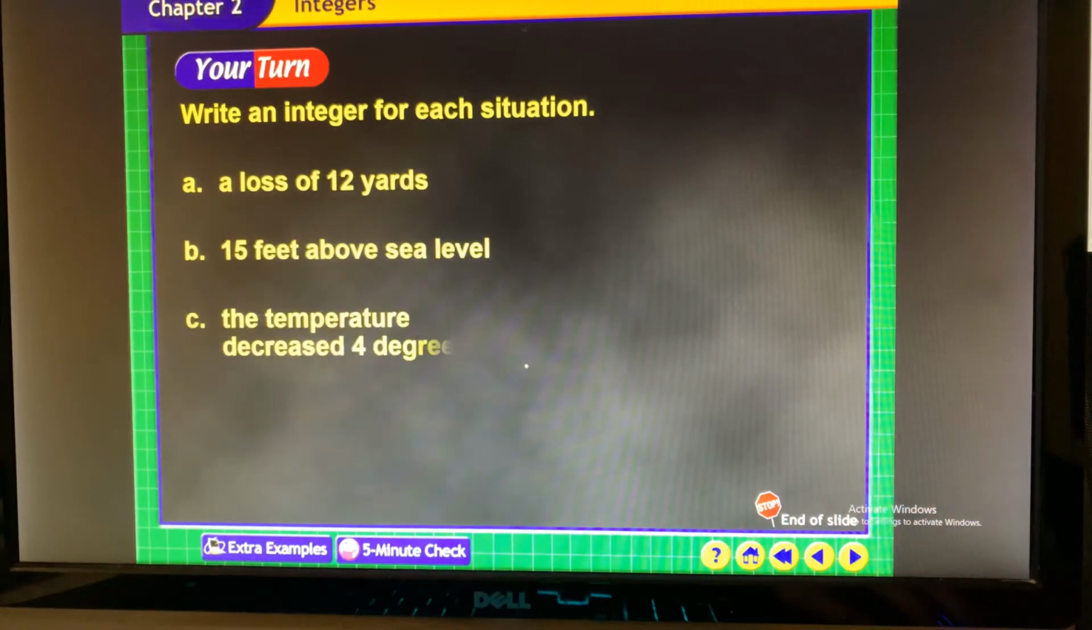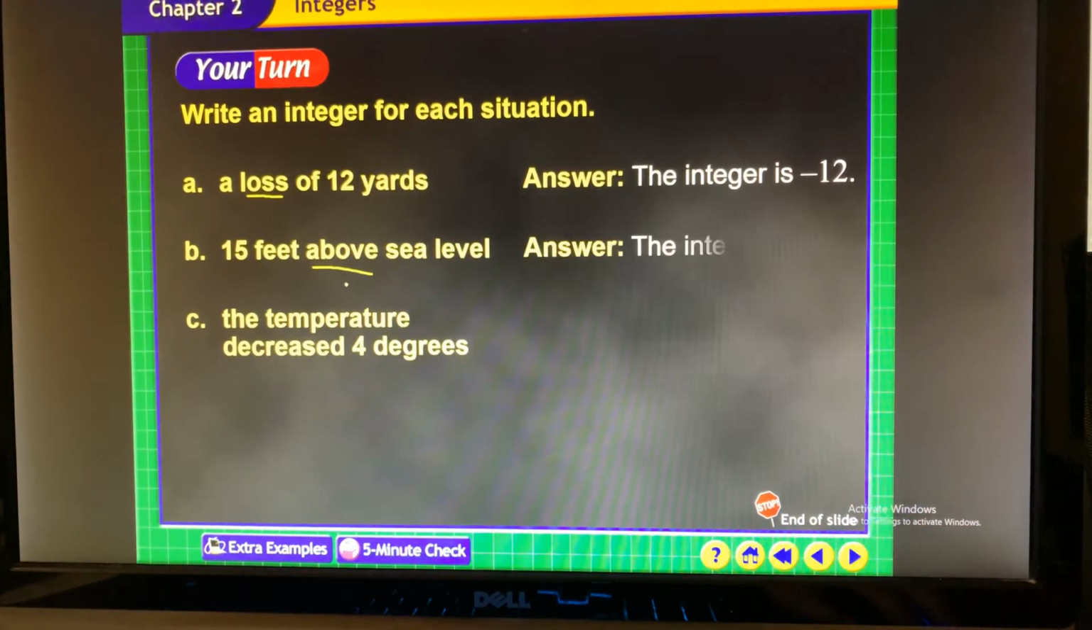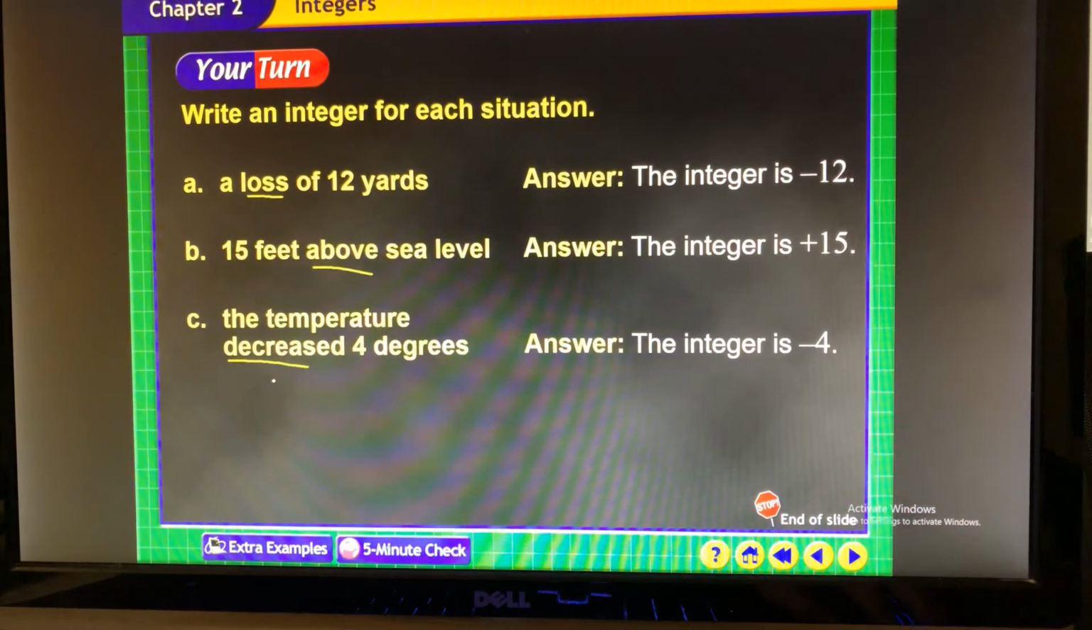Write an integer for each situation. Again, there's a loss. It's above, so it would be positive, and it's decreased, so it would be negative. So it's just getting familiar with the language at first.